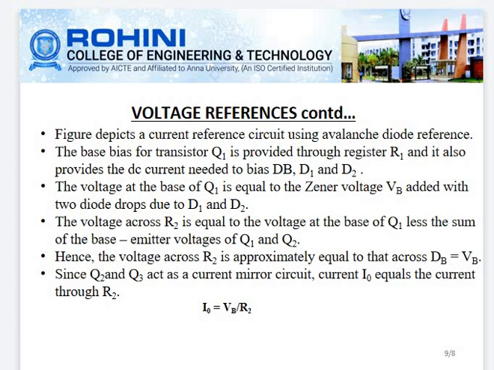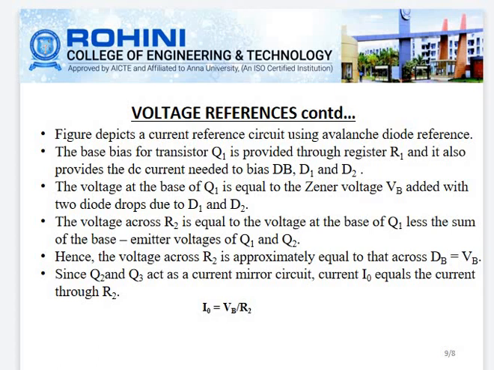The base bias of transistor Q1 is provided through resistor R1, and it also provides the DC current needed to bias DB, D1 and D2. The voltage at the base of Q1 is equal to the Zener voltage VB added to the two diode drops due to D1 and D2. The voltage across R2 is equal to the voltage at the base of Q1 less the sum of the base emitter voltages of Q1 and Q2. Hence, the voltage across R2 is approximately equal to the voltage across DB, that is equal to VB.